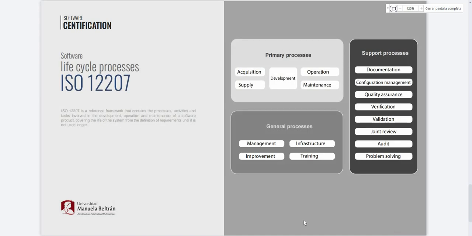Software life cycle process ISO 12207. ISO 12207 is a reference framework that contains the processes, activities, and tasks involved in the development, operations, and maintenance of a software product, covering the life of the system from the definition of the requirements until it is no longer used. This framework is divided into three macro processes: primary process, support process, and general or organizational process.